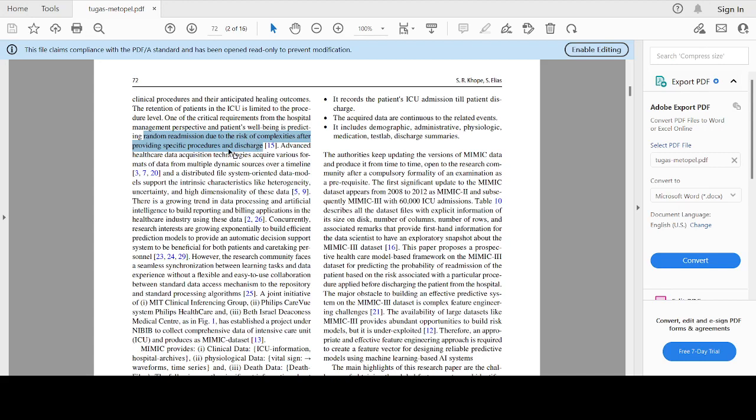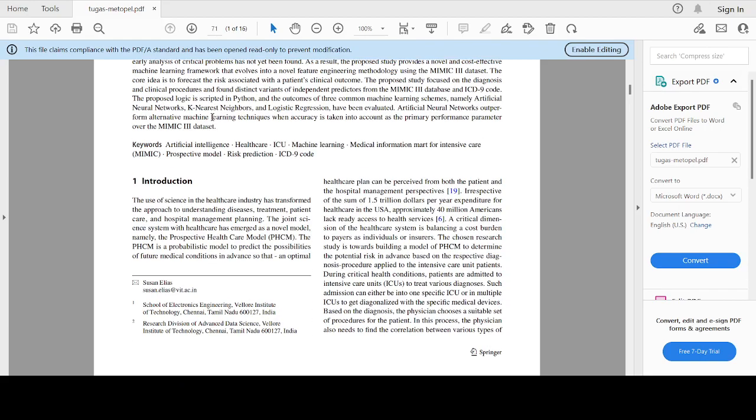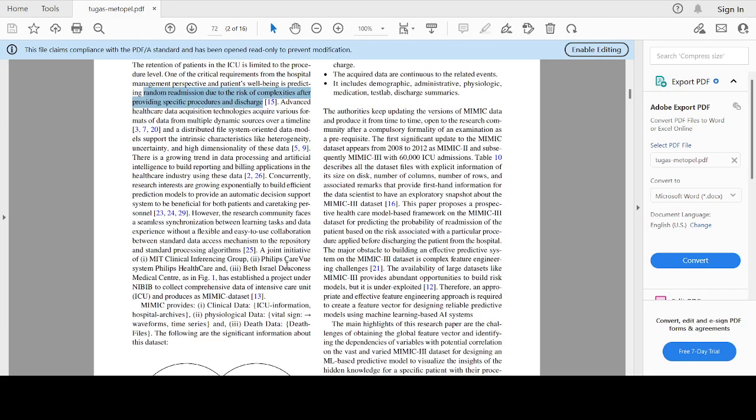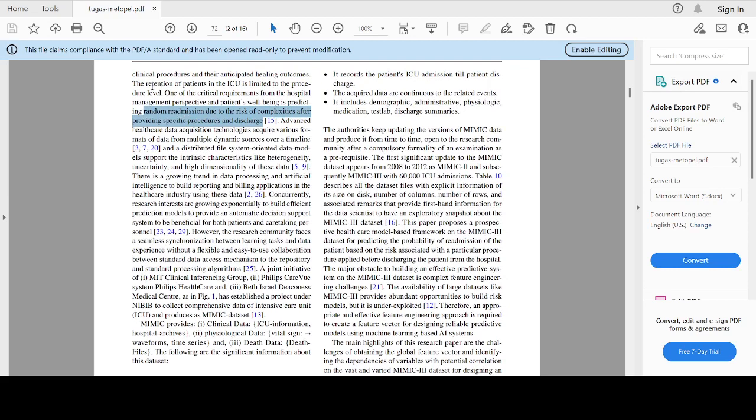So, okay, this describes... this paragraph is already trying to focus on one thing that you can predict from ICU patients, which is the readmission.